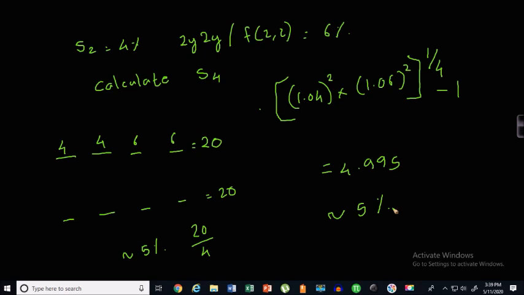So I hope you have understood how to calculate the spot rates using forward rates.